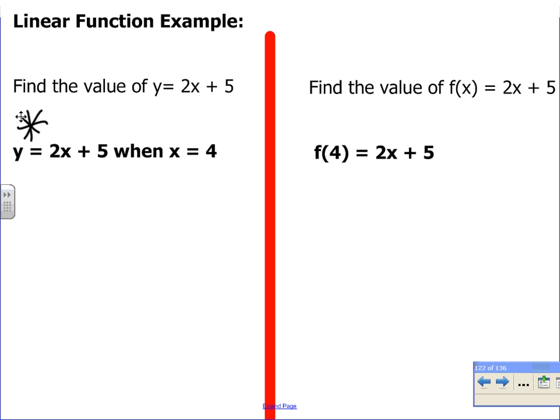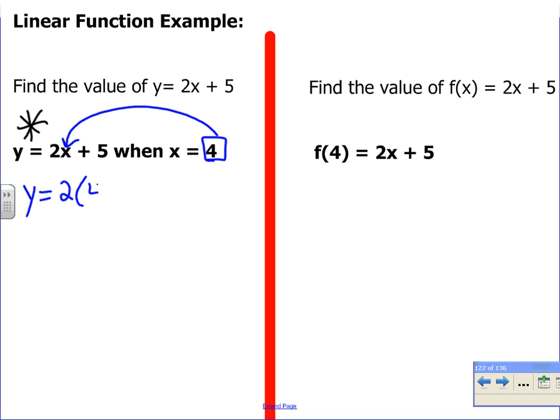So the first example asks us to find the value of y equals 2x plus 5 when x equals 4. So you know this from pre-algebra. We did this a little bit this year as well. You're going to take x equals 4. I want you to draw an arrow, and you need to plug it in or substitute 4 in for x and solve for y. So again, you've done this before, so let's do that.